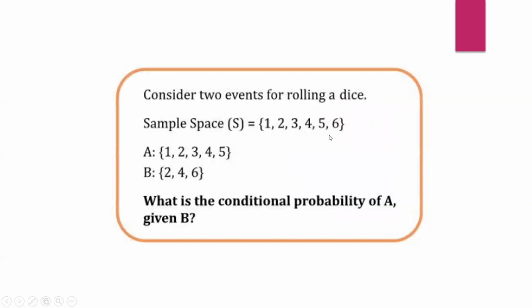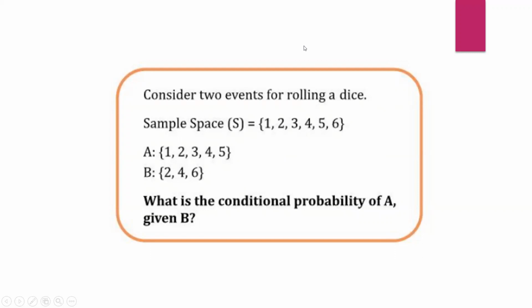Let's now do a problem to understand it better. Consider two events for rolling a dice. When we say dice, definitely the sample space is 1, 2, 3, 4, 5, 6. And this is event A and this is event B. What is the conditional probability of A given B? Shall we solve it now?